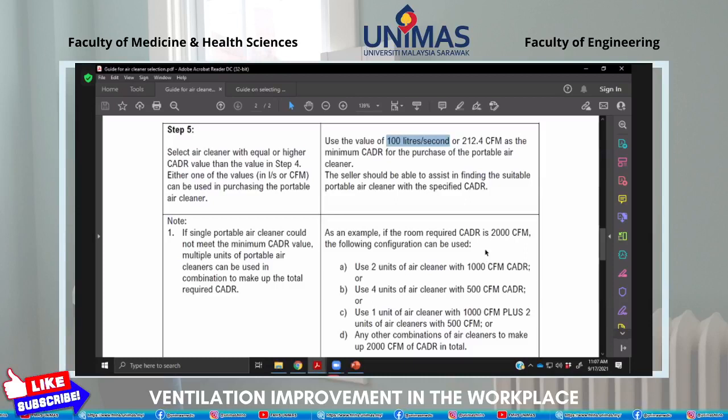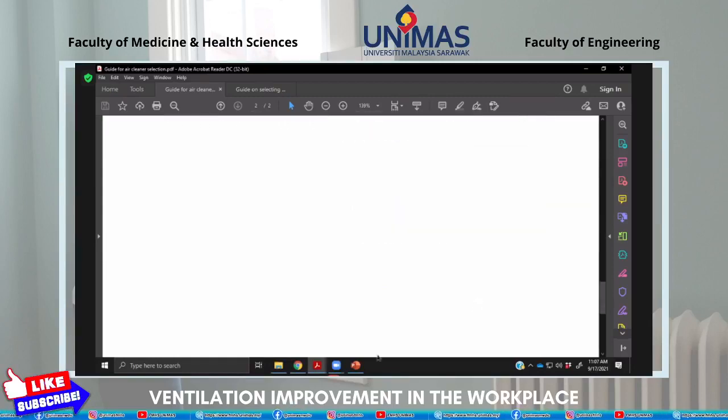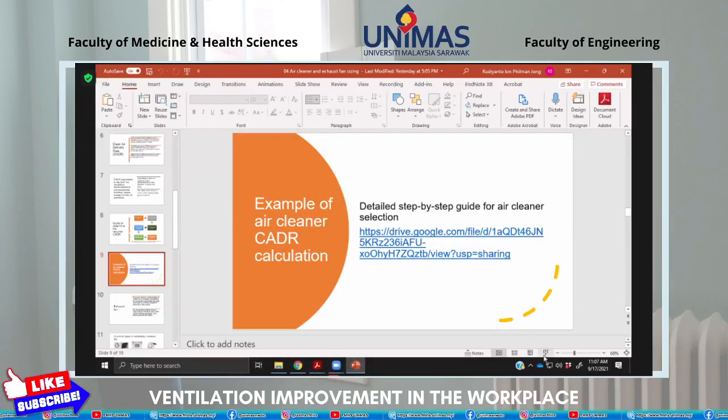For example, if the room requires 2000 CFM of air cleaner, we can actually use a combination of 2, 3, 4, 5, and so on to make up the total of 2000. For example, we can use 2 units of 1000, 4 units of 500, or we can use 1 unit of 1000 plus another 2 units of 500, and so on. Any combination works, as long as it makes up the total CADR required for that room. Okay, that is for air cleaner.